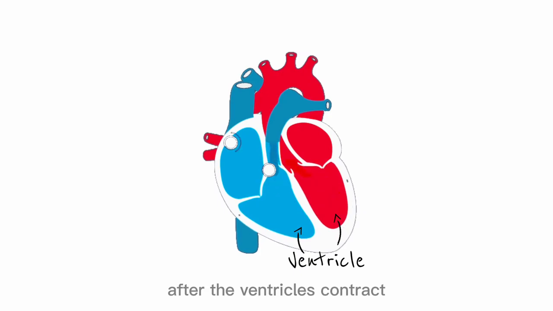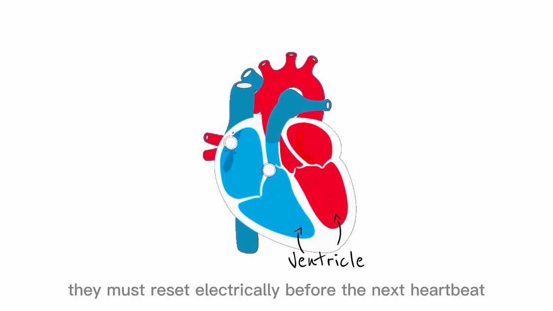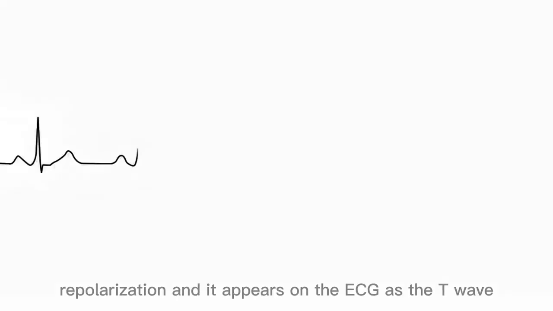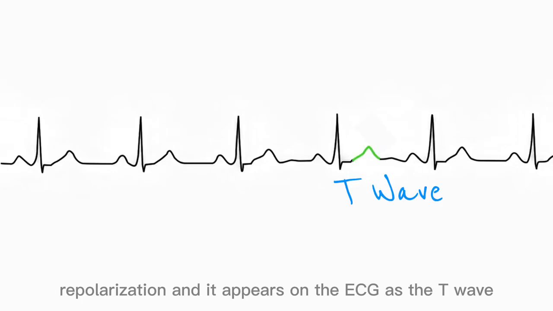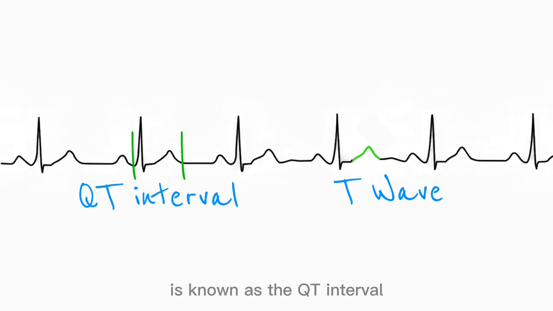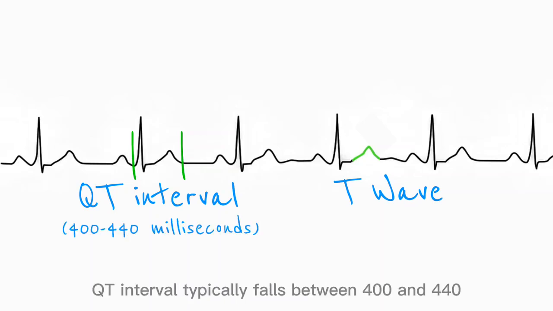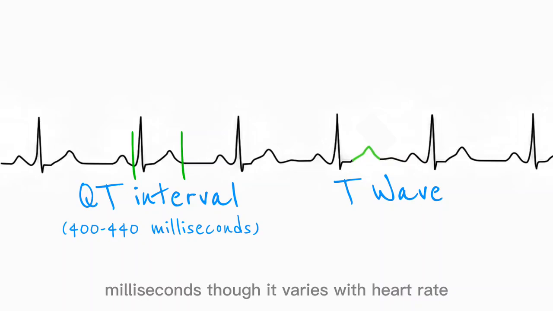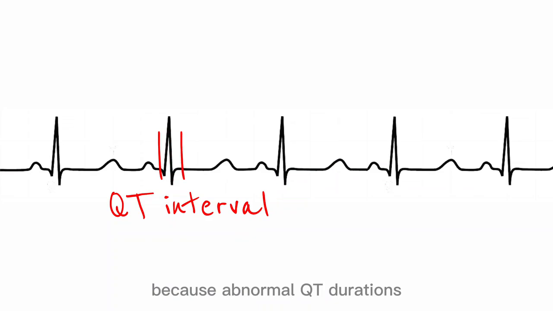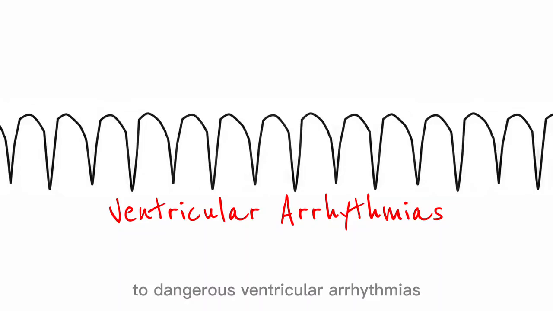After the ventricles contract, they must reset electrically before the next heartbeat. This recovery phase is called ventricular repolarization, and it appears on the ECG as the T wave. The time from the start of the QRS complex to the end of the T wave is known as the QT interval. In normal sinus rhythm, the QT interval typically falls between 400 and 440 milliseconds, though it varies with heart rate. This interval is clinically important because abnormal QT durations can predispose patients to dangerous ventricular arrhythmias.